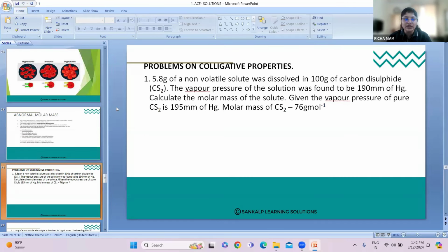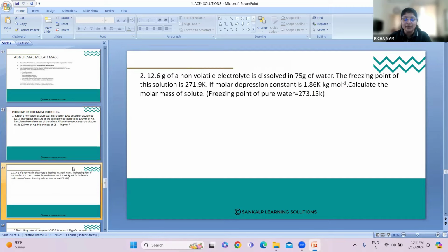From this solutions chapter, we will be getting problems on colligative properties. From colligative properties, one fixed question will be asked, for 3 marks. The first problem we have seen was based on elevation in boiling point. Now we'll start with the second problem.